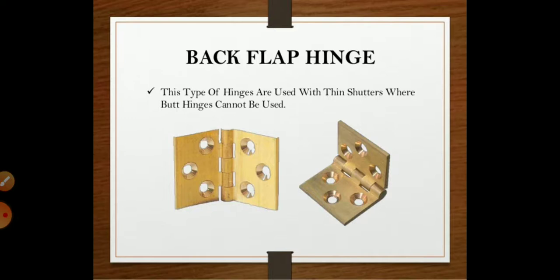Next hinge is the back flap hinge. So what is the back flap hinge? This type of hinge is used with thin shutters where butt hinges cannot be used. Okay, it is used for thin shutters. Back flap hinge.